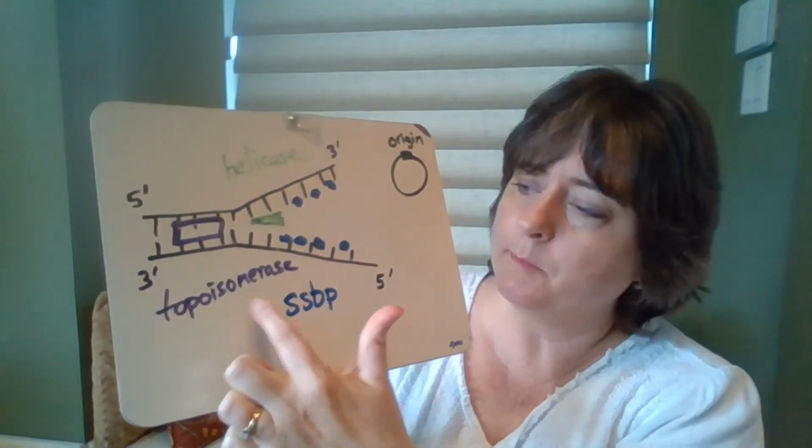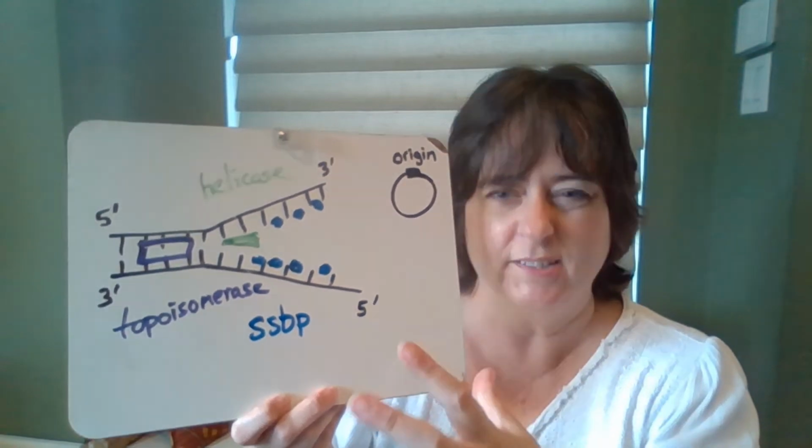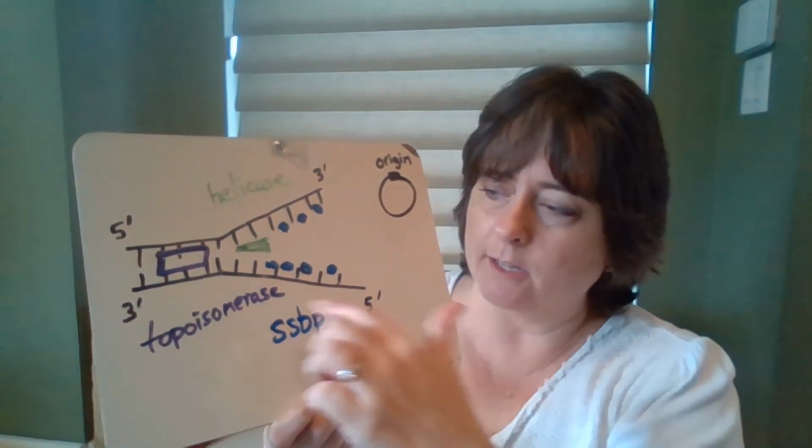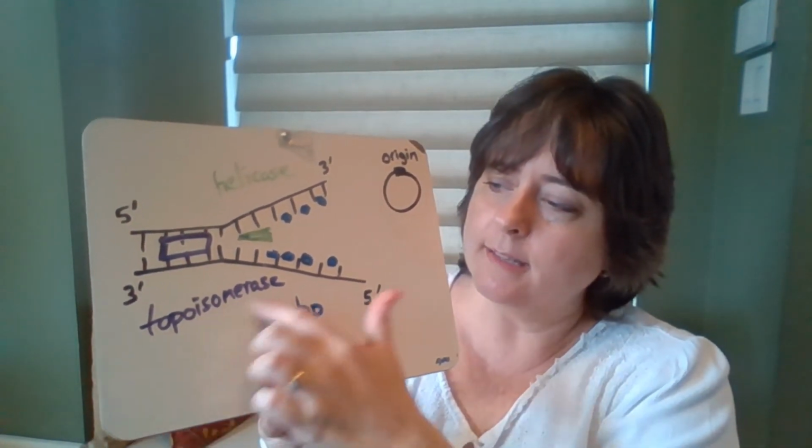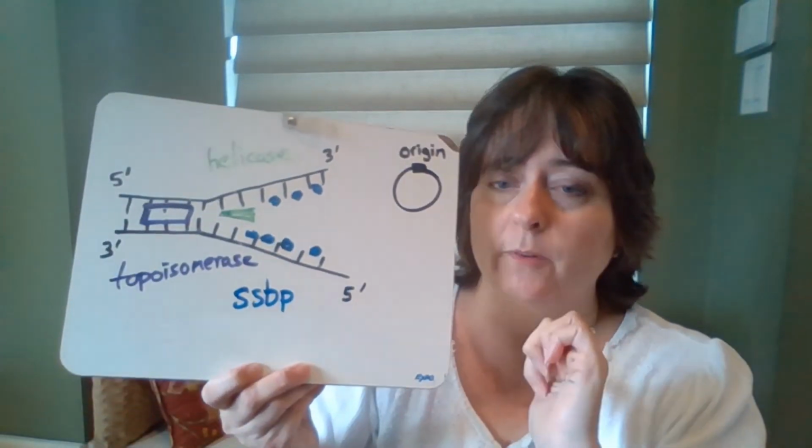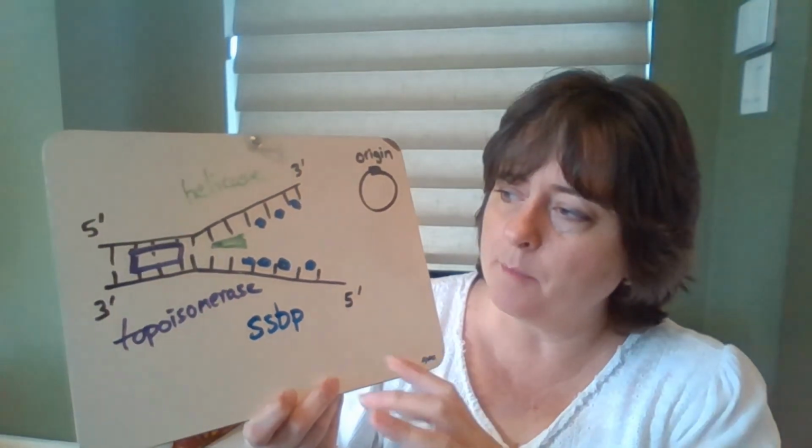An isomerase is a type of enzyme that just rearranges stuff. It doesn't add anything or take anything away, it just rearranges. And this is called topoisomerase for that. So that's what's happening here.